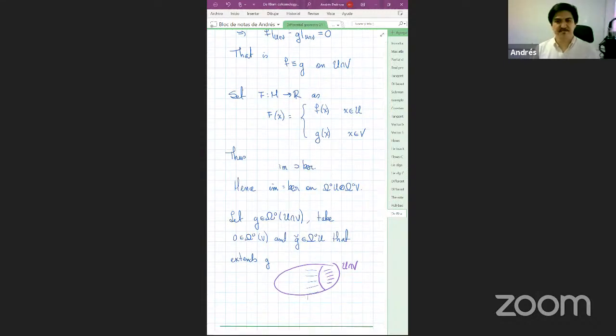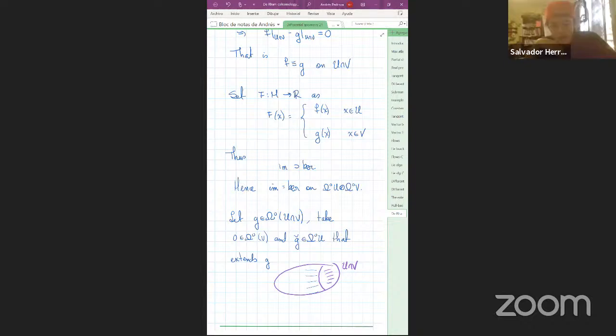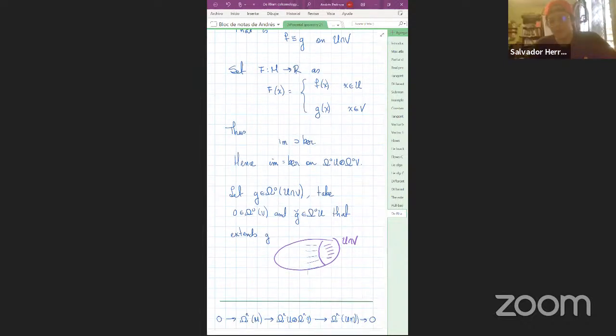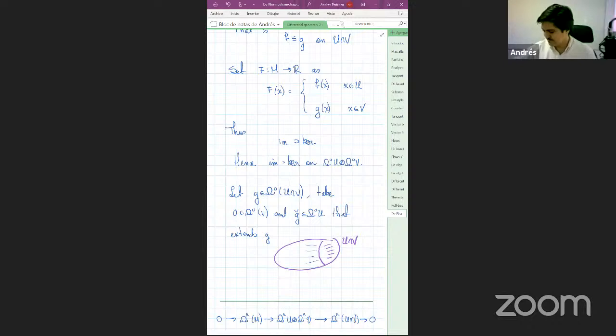Any questions? Can we always do this, like extend the function? Right. This is what we use. Let's say, well, let's do it over the reals. Okay.